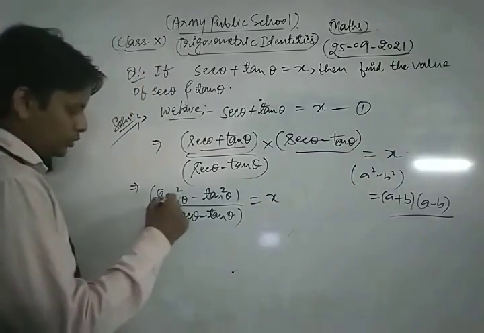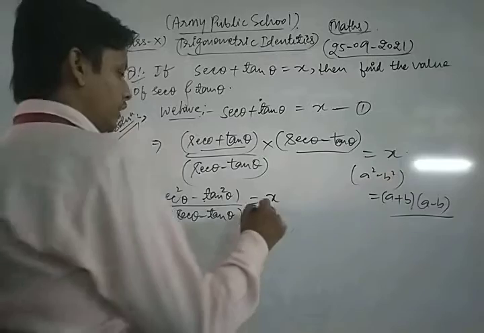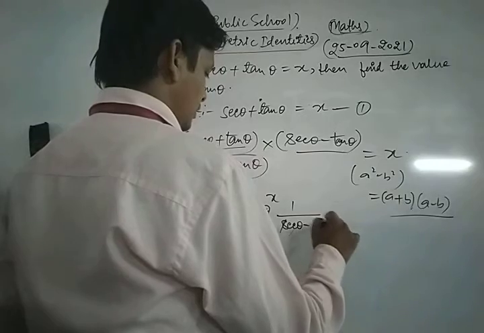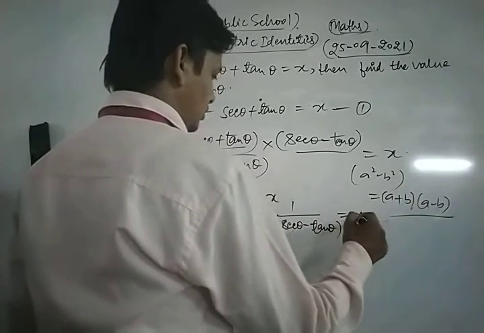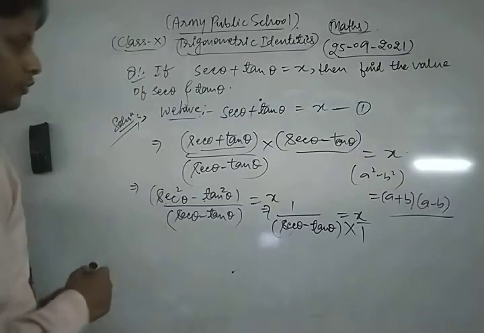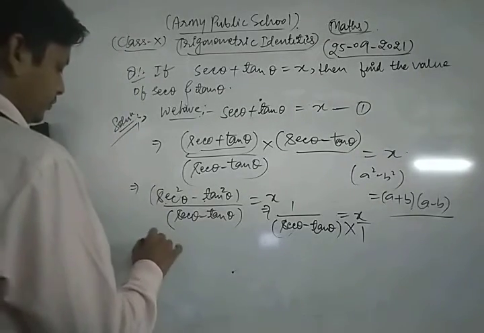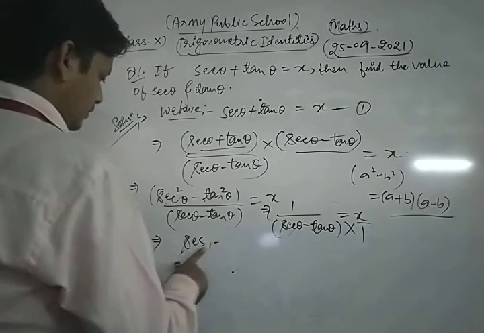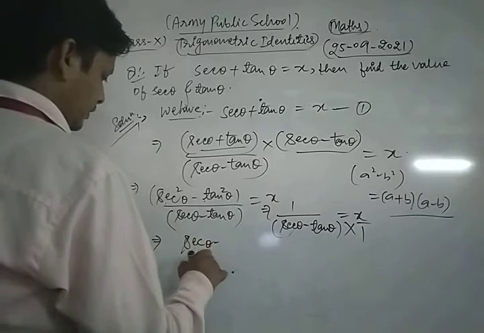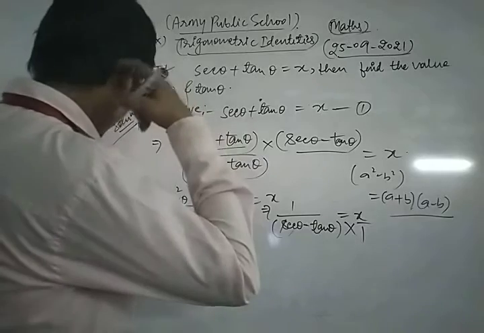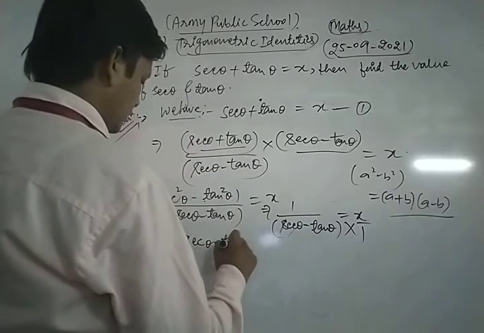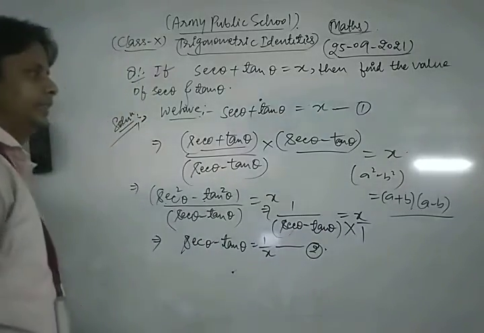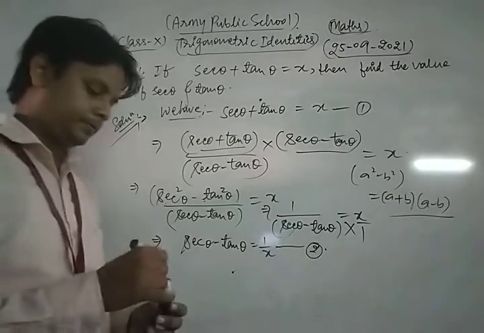Now look, the value of sec square theta minus tan square theta is equal to 1. So we have 1 upon sec theta minus tan theta is equal to x. Now we do their cross multiplication. So from there, dear students, we find that sec theta minus tan theta is equal to 1 upon x. Take equation number 2.